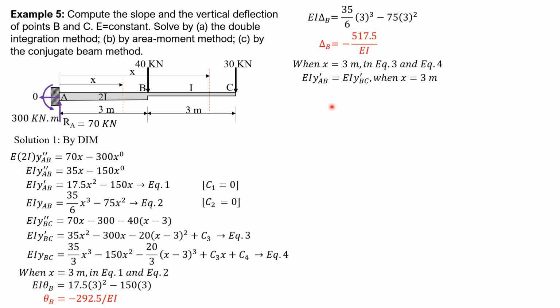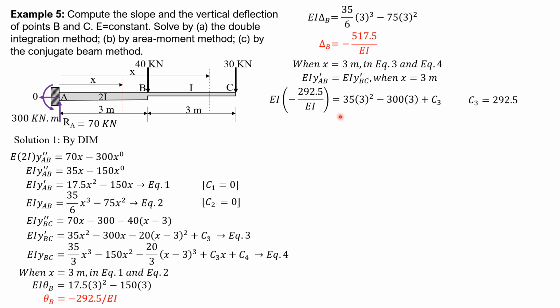So we have EI y prime AB is negative 292.5. EI times negative 292.5 over EI equals 35 times 3 squared minus 300 times 3, minus 20 times 0, so plus c sub 3. So c sub 3 can now be computed. It is equal to 292.5.